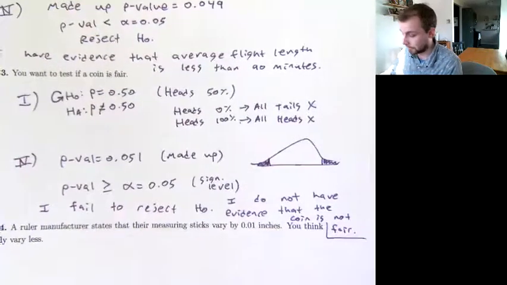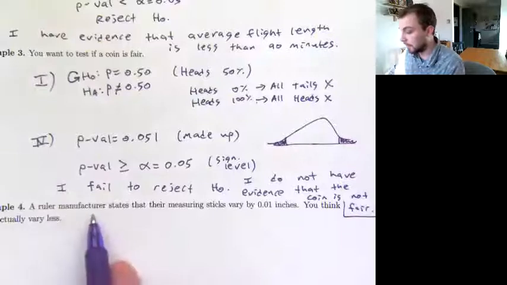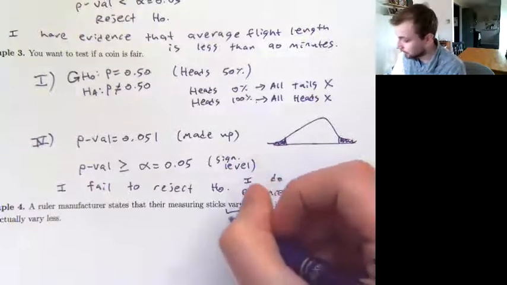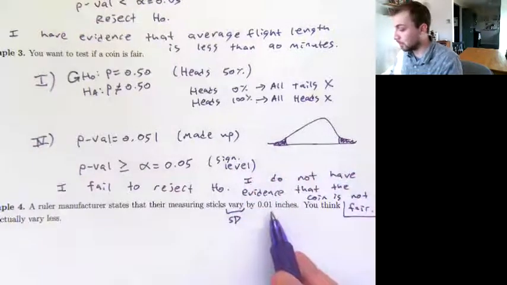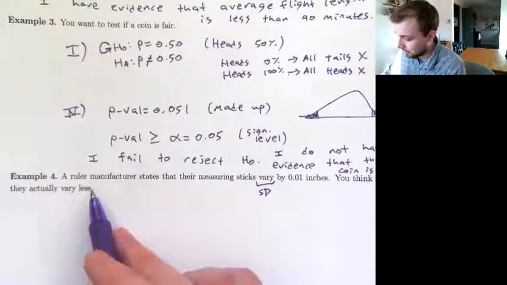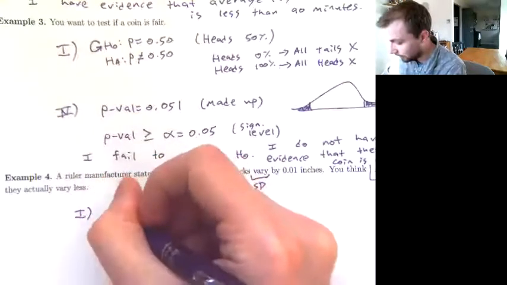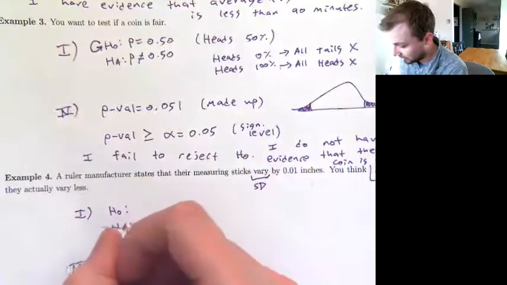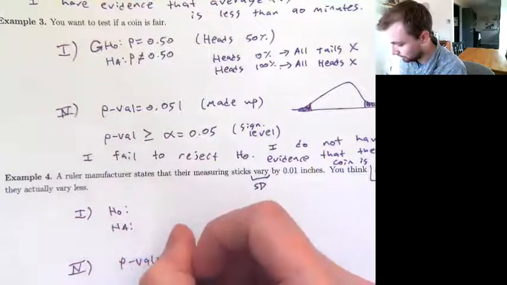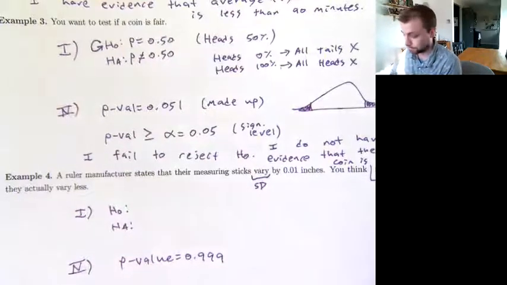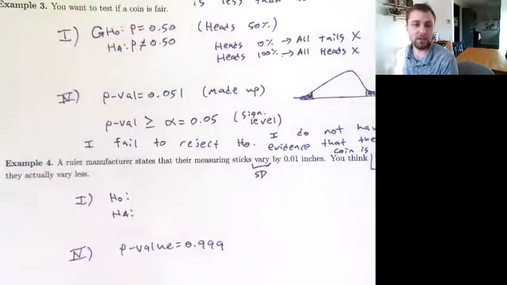All right, one more of these things. A ruler manufacturer states that their measuring sticks vary, so I'm thinking standard deviation here, by 0.01 inches. You think they actually vary less, okay? I'd like you to take a moment and see if you could come up with an alternative hypothesis. For the fourth step, again, I'm making up a p-value here. Let's suppose that made up p-value is 0.999. If you're doing this at home, take a minute, pause, see if you can figure it out on your own.